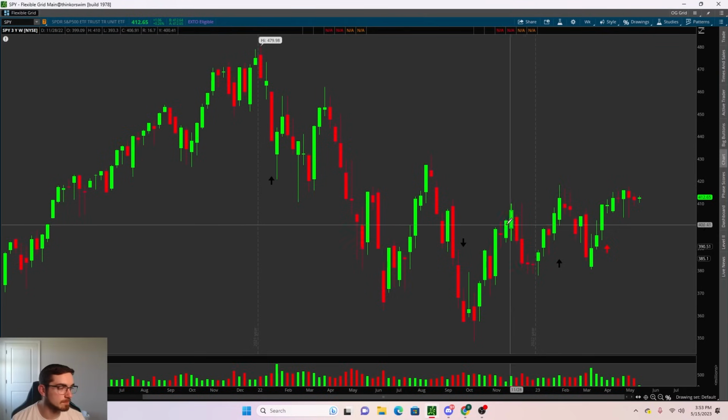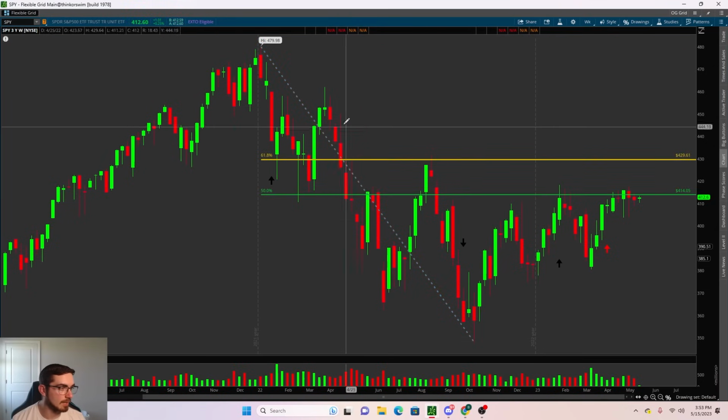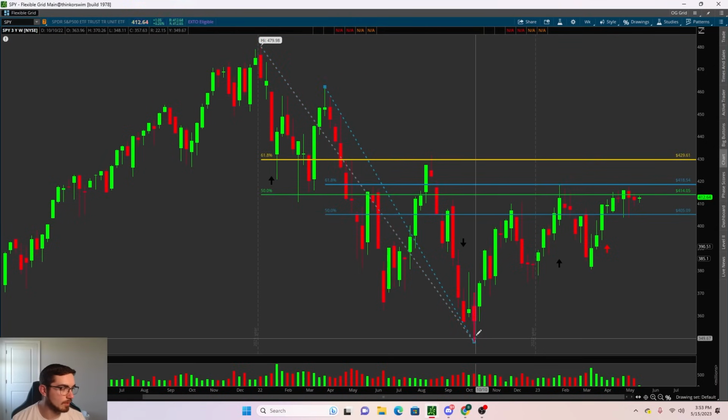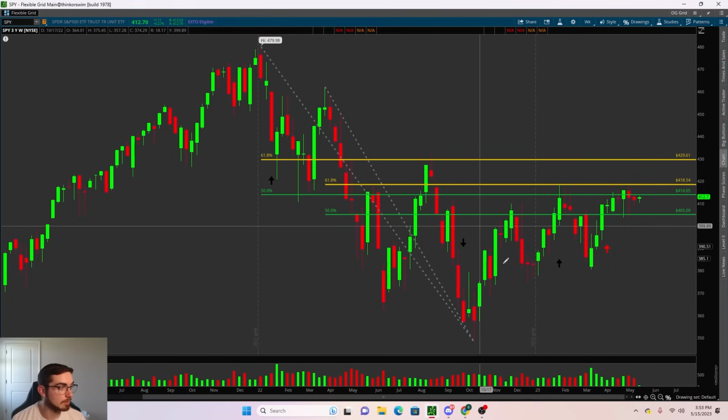So if we're looking at SPY, you can see that we have multiple different pivot highs and pivot lows that we can use. Pivot high, pivot high, pivot high, pivot low. So what we can start doing is taking pivot high, pivot low, pivot high, pivot low, and pivot high, pivot low. And you can see we broke above the 50 and the 61.8% retracement, invalidating it. Therefore, I'm going to delete it.